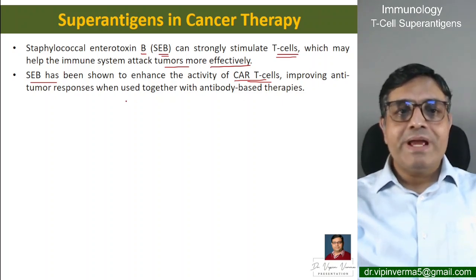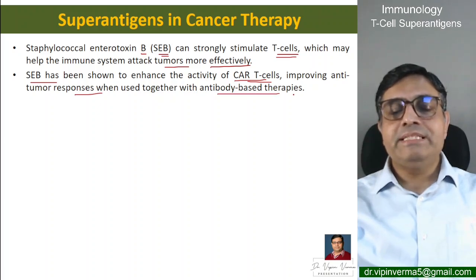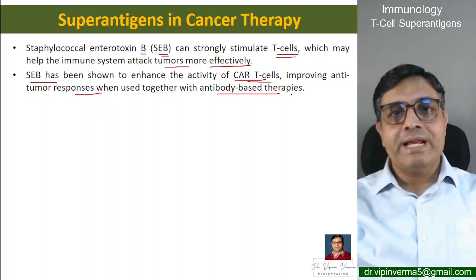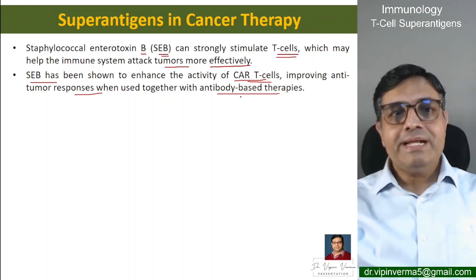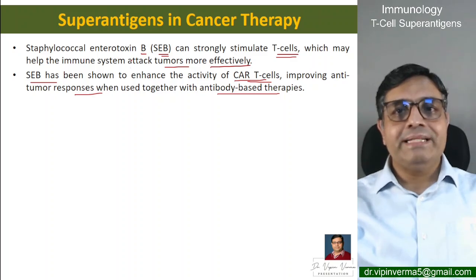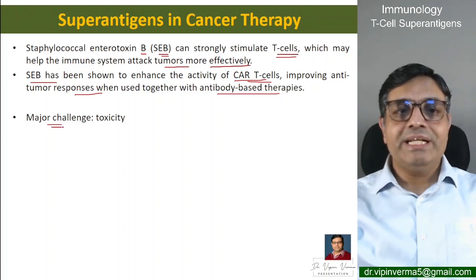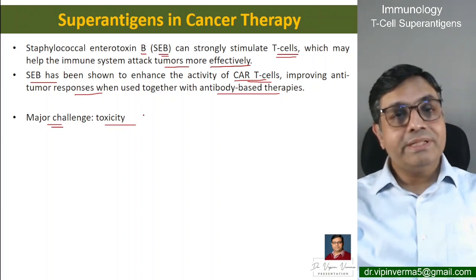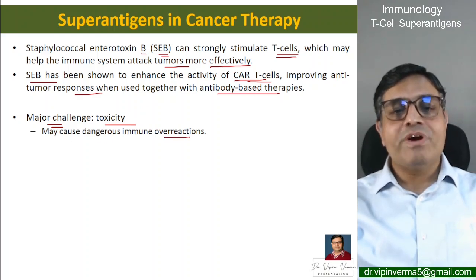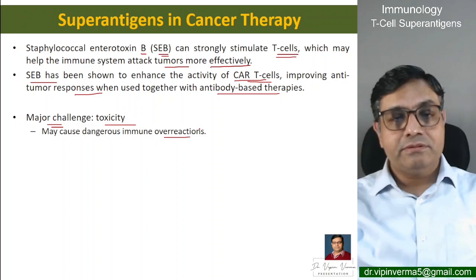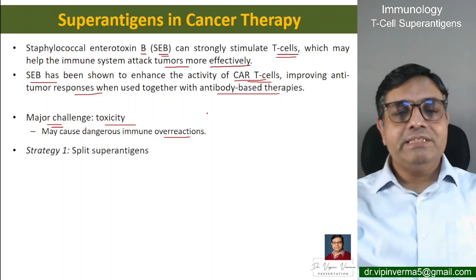And that can improve anti-tumor responses when used together with antibody-based therapies, or monoclonal antibodies for specific targeting of the tumors, right? So we can utilize these superantigens here, but it is not easy. There are major challenges, and the challenge is toxicity. They may cause dangerous immune overreactions because they are superantigens, and they do, right? So what is the strategy to avoid that?